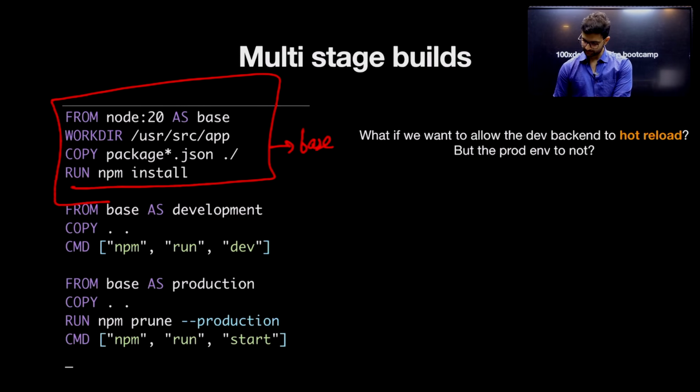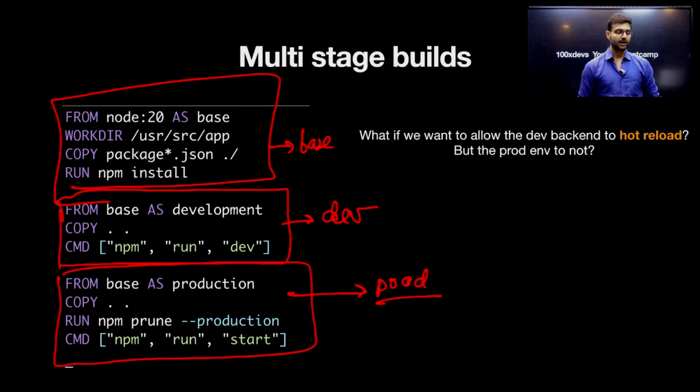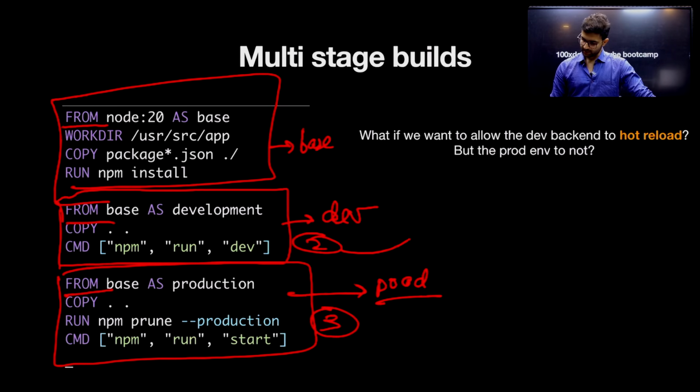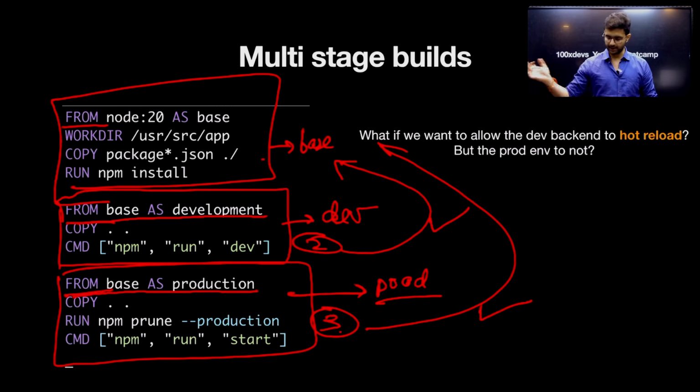Base image, dev image, production image. In the same file, you see the from keyword thrice, which means you are creating 3 images. Only image number 2 and image number 3 use image number 1 as the base image. As you can see, from base as production, from base as development. Image 2 and 3 use image 1 as the base, and these are things that you can run independently.